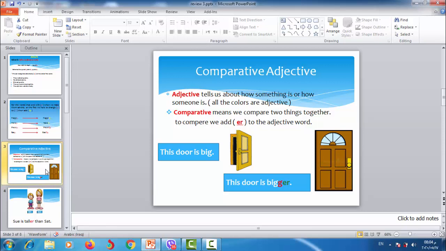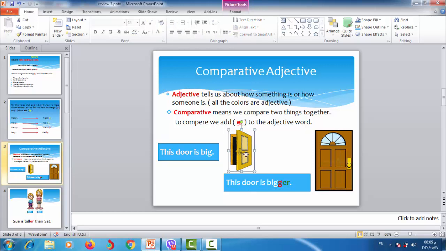And also all the colors are adjectives. Orange, purple, red, blue, white, all the colors are what? Adjectives. Comparative. Comparative means we compare two things together. And to compare, we have to add what? Er to the adjective word.